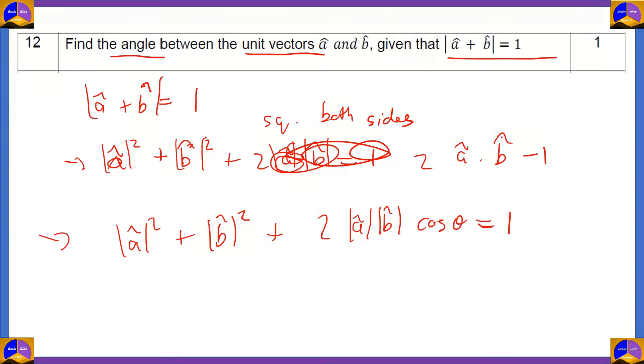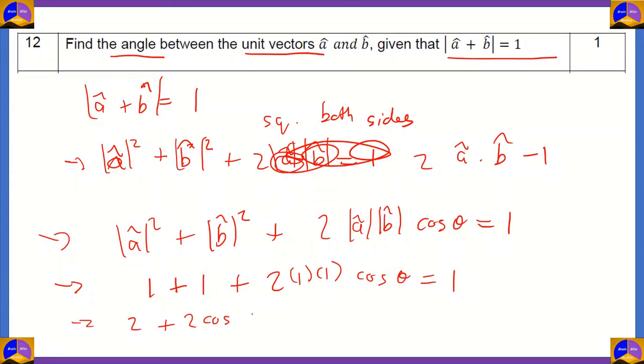So how do we solve this question? Now notice that a cap and b cap are unit vectors. So the modulus of a cap and then modulus of b cap is just 1. And 1 square is also always 1. So 1 plus 2 times 1 into cos theta is equal to 1. So 2 plus 2 cos theta is equal to 1.